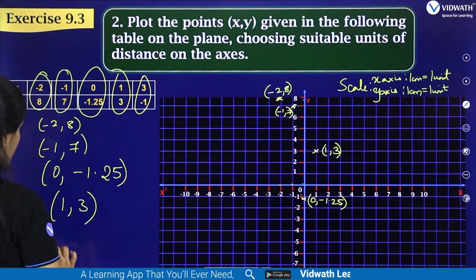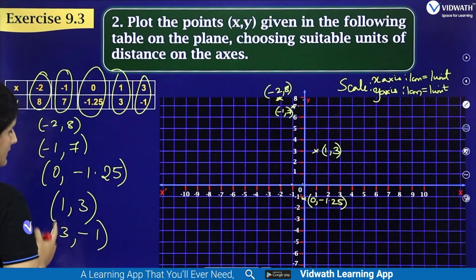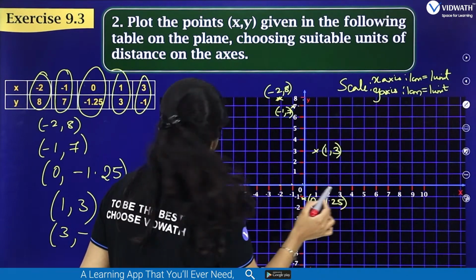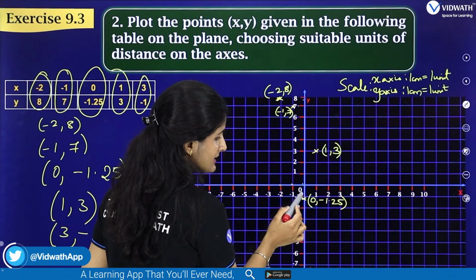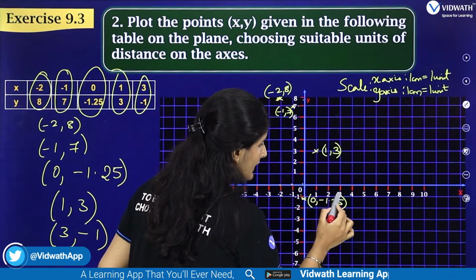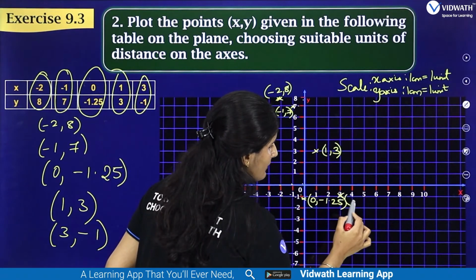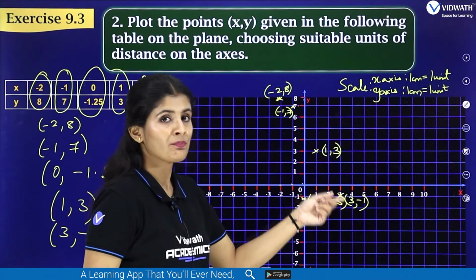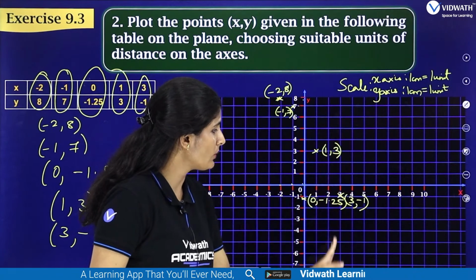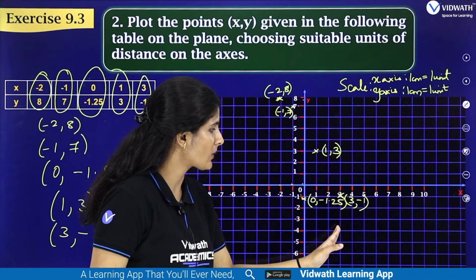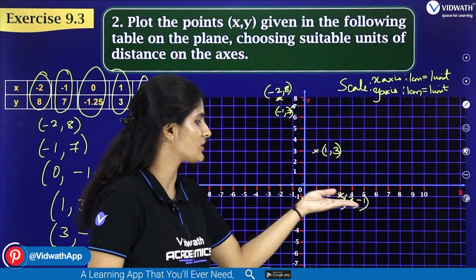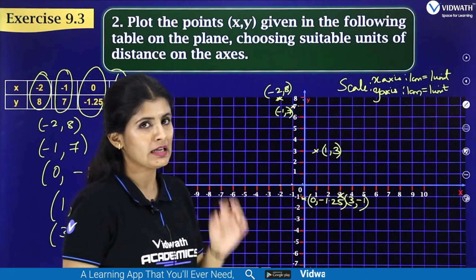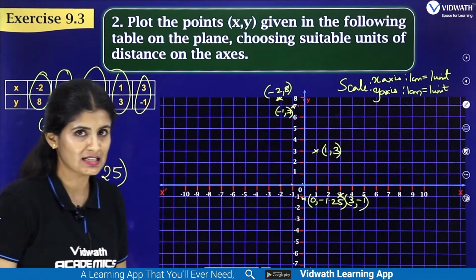And finally, we have the coordinates of the point as 3, minus 1. We have 3 here on the x-axis and minus 1 here on the y-axis. Therefore, the point will lie here and will have the coordinates 3, minus 1. That is, the point will lie at the intersection of one vertical line passing through x equal to 3 and one horizontal line passing through y equal to minus 1. At that intersection, we get the point 3, minus 1. I hope that is clear, students.